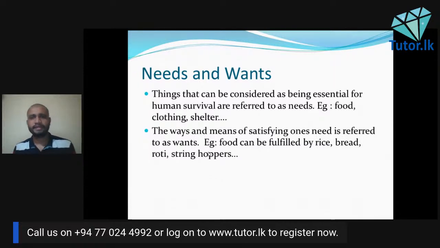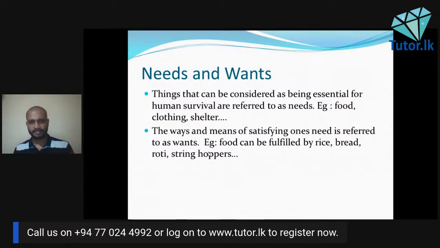So there can be several wants. You take food. So the wants can be regarded as the ways and means of satisfying one's need. For example, I can give you, food can be fulfilled by rice, bread, roti, string hopper, likewise. So for a single need, you need to understand there can be thousands of ways of wants. So the first thing you need to understand is the meaning of needs and the meaning of wants.